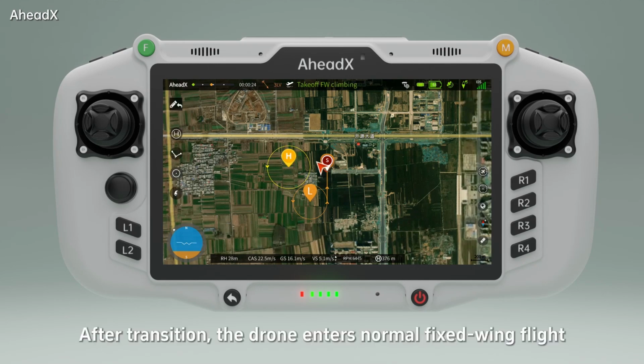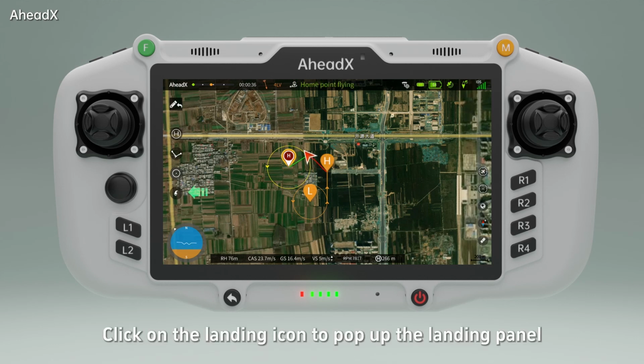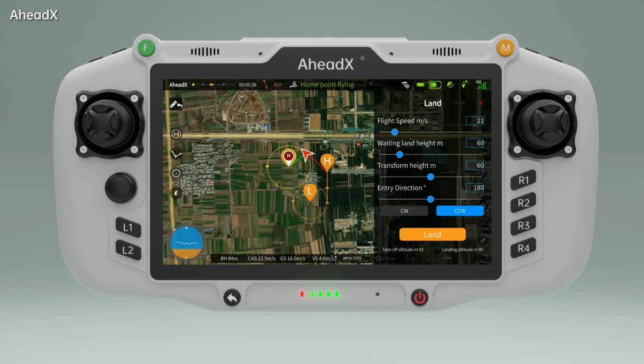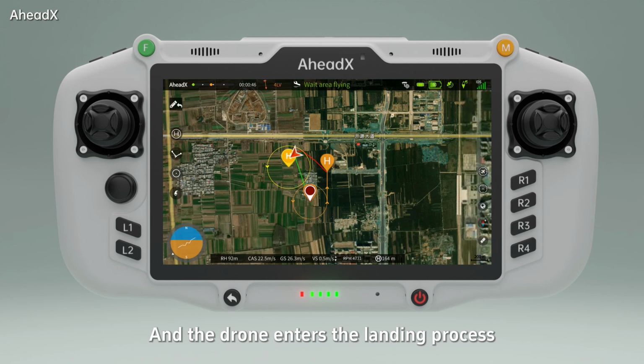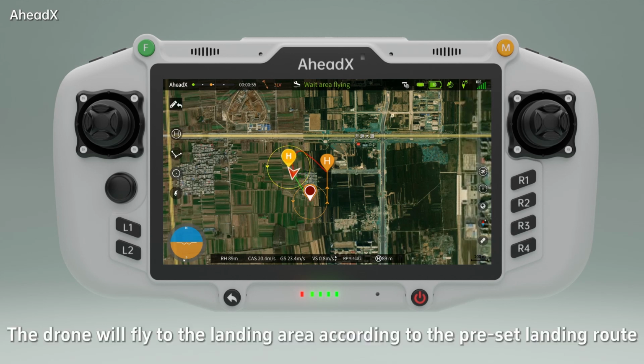After transition, the drone enters normal fixed-wing flight. Click on the landing icon to pop up the landing panel. Click Land in the panel, and the drone enters the landing process. The drone will fly to the landing area according to the preset landing route.